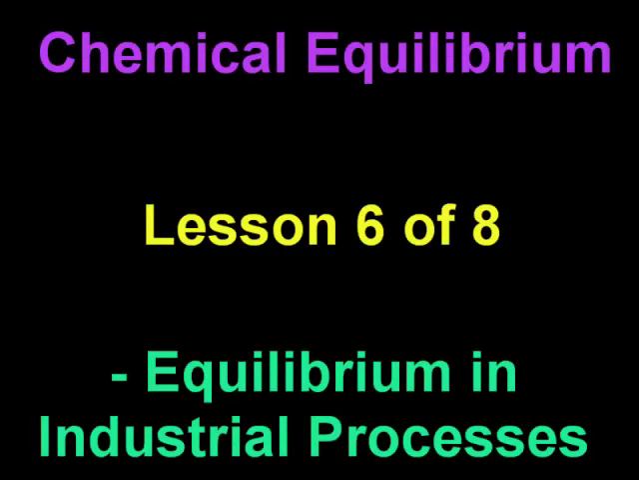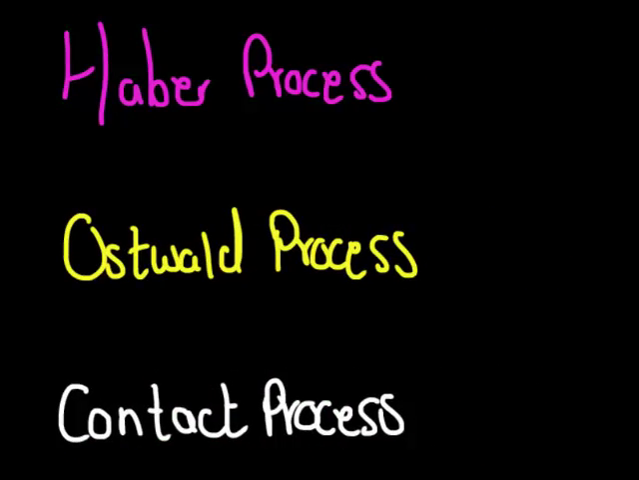Welcome to our 6th lesson on chemical equilibrium. We're going to be looking at the industrial processes and how the chemical equilibrium plays a role there. Now we're going to be looking at 3 industrial processes. We're briefly going to mention them and where this chemical equilibrium does play a role.